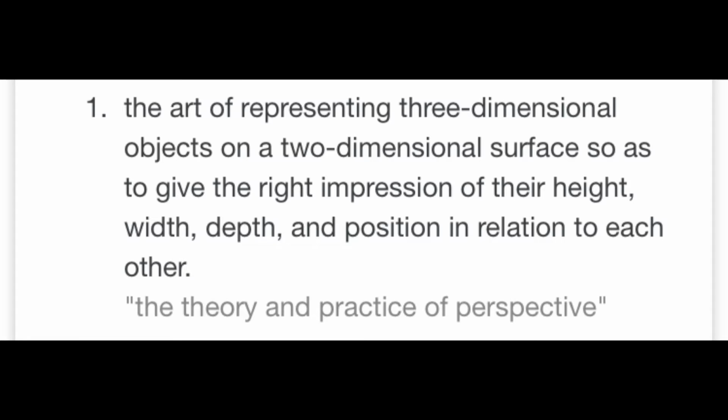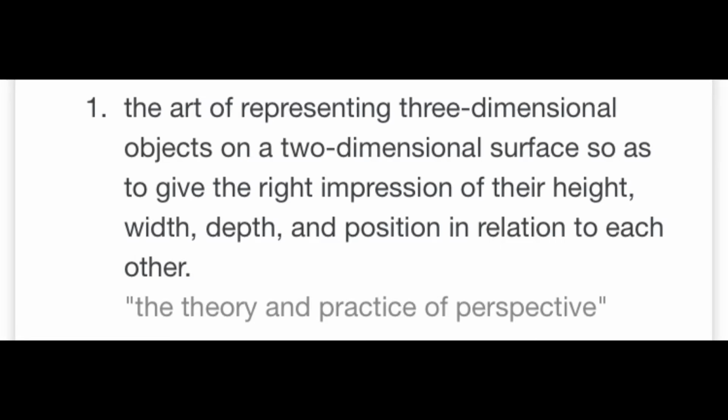The definition of perspective is the art of representation of 3D objects on a 2D surface so as to give the right impression of their height, depth, and width in relation to each other. So basically, in simpler terms, this definition would be the way an object appears to the human eye.